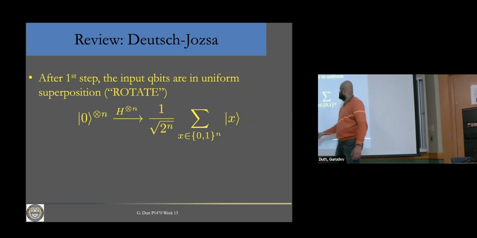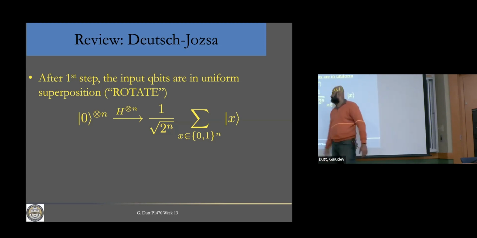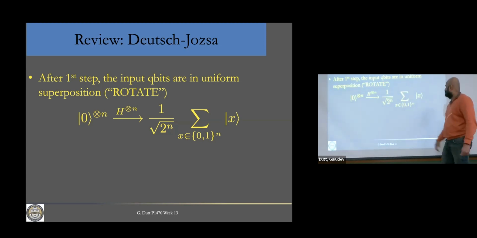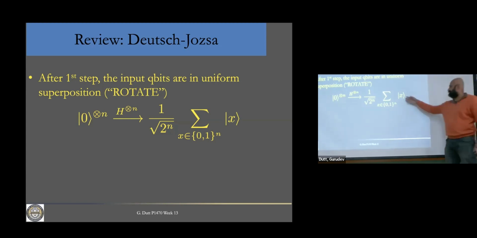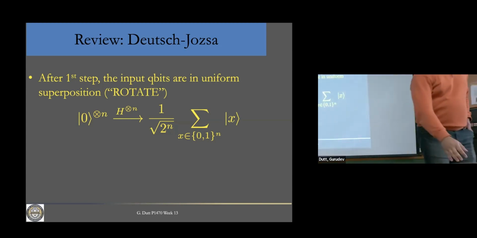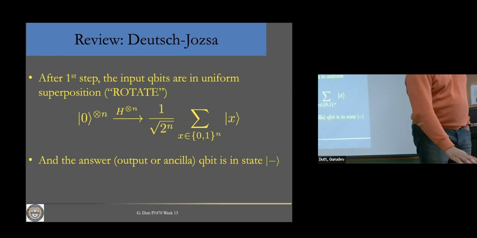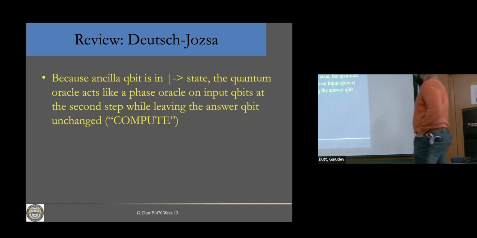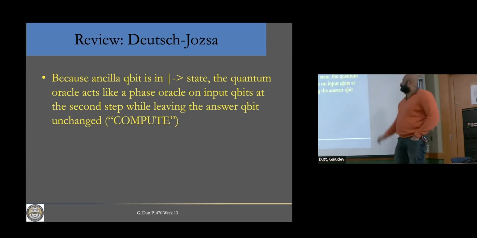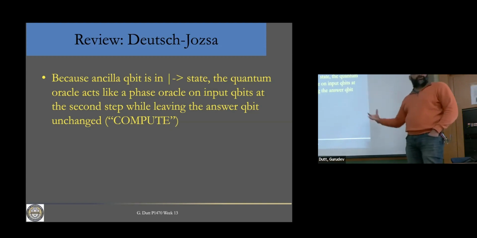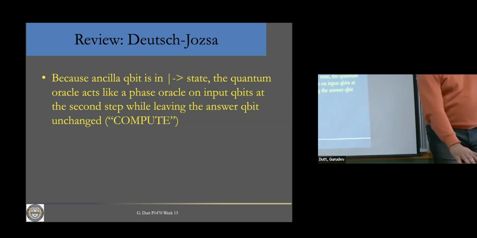We take the tensor state 0, where all n input bits are in the state 0, and then apply the Hadamard to each of them. That gives us this uniform superposition. That is, every state from 0,0,0 up to 1,1,1 is represented here with the same weight. The answer qubit, as I said, is in the state minus, the output or ancilla qubit, whatever you want to call it. Because the ancilla qubit is in that minus state, the quantum oracle acts like a phase oracle on the input qubits and leaves the answer qubit unchanged. This is the phase kickback identity that I showed you before.